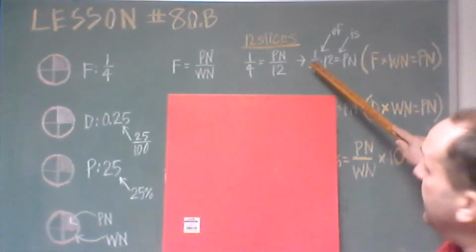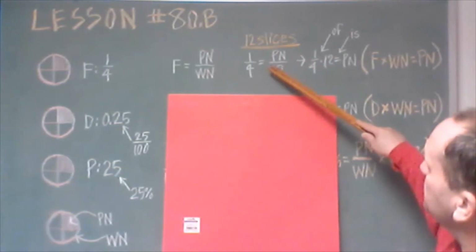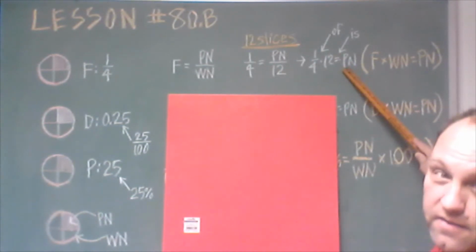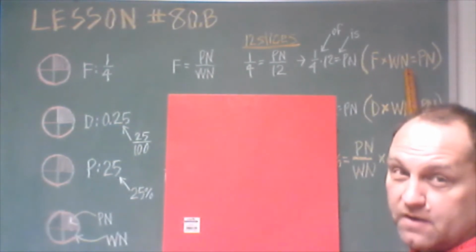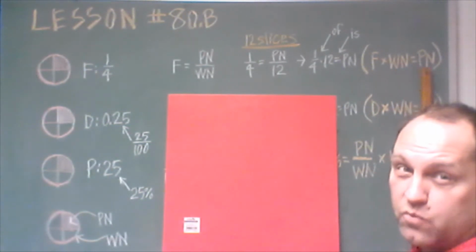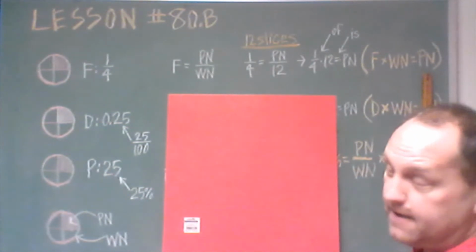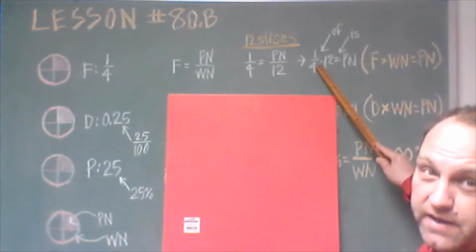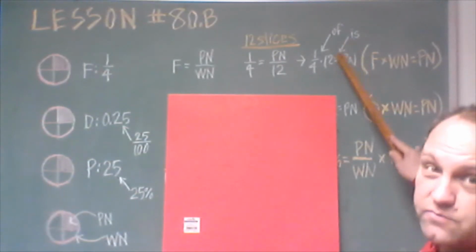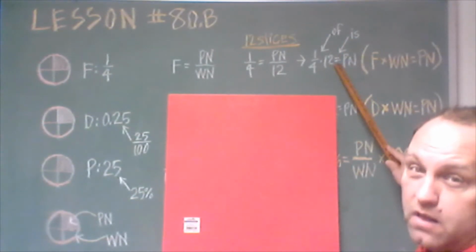What do I get? I get 1/4 times 12 will give me the partial number. And of course that's the equation in the book when using a fraction. The fraction times the whole number will equal the partial number. And in the word problems, the word "of" represents our multiplication. The word "is" represents the equality.